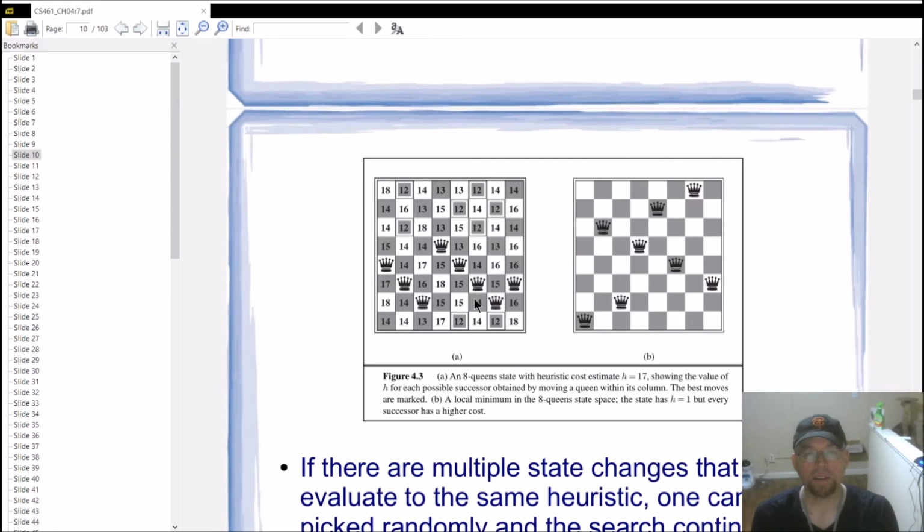It has a cost of 17 because there are 17 different ways that the queens can take each other here. Now, what are all these other numbers showing? If you were to move this queen to this square here, that successor would be worth 15. If you were to move this queen here, that successor state would be worth 14.